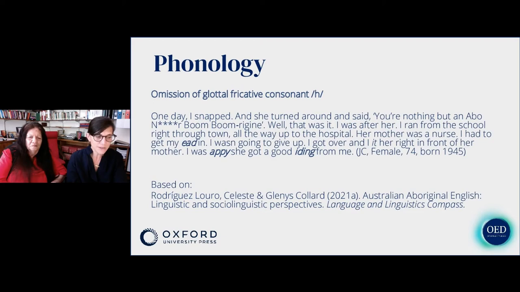A stereotypical feature of Aboriginal English involves the glottal fricative consonant you can see here, which we shall refer to as H for ease. In Aboriginal English, H is either omitted or added to words. We don't actually have any instances in this particular corpus of H addition, so things like hinstance rather than instance, we don't have any of those. But H omission is actually quite common. This is an example we collected, a very difficult yarn about discrimination and racism.